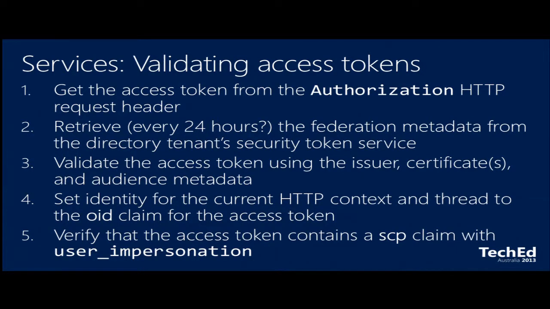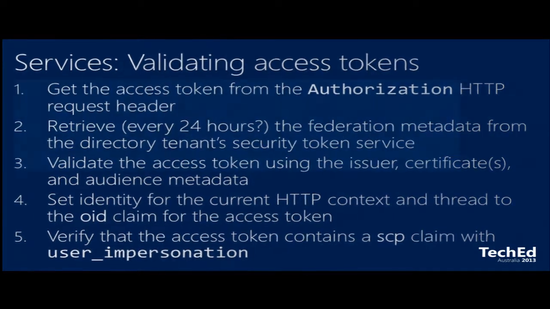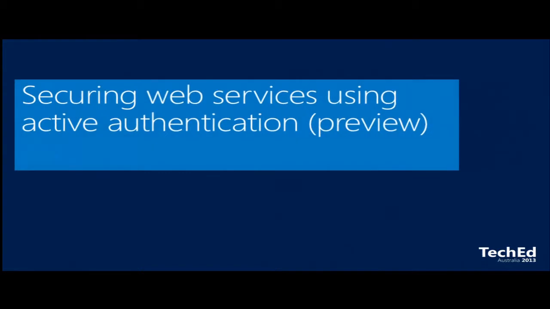Once it has the access token and the up-to-date federation metadata, it can then validate the access token that has been issued by a trusted identity provider. Again, a few lines of code. If it is a valid access token, the service application can then set the identity for the current HTTP context and the current thread. You have to do both, so that information about the end user who has signed themselves in becomes available to that web service. And as a last check, we want to verify the access token contains that special scope claim being set to user impersonation. Okay. Just to quickly walk you through that, because I've only got 5 minutes.